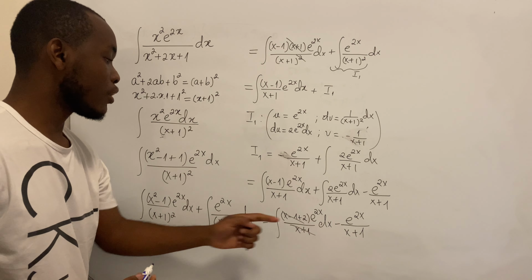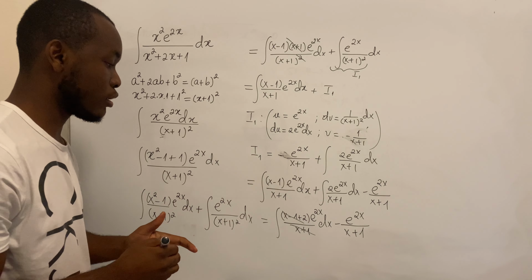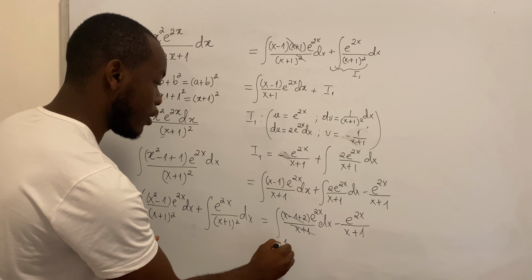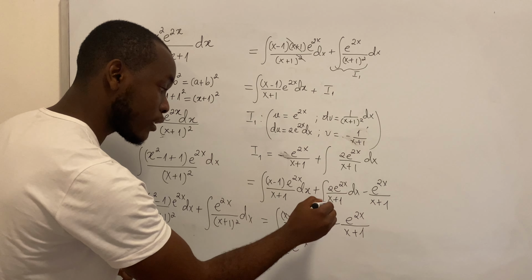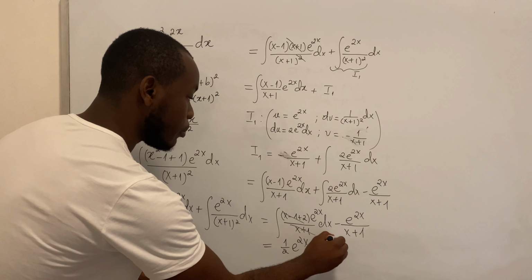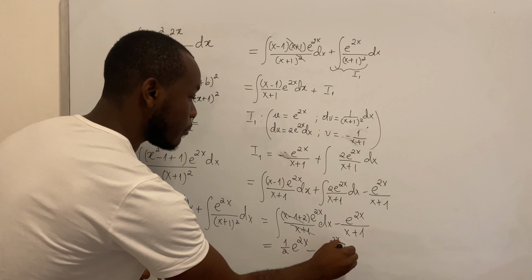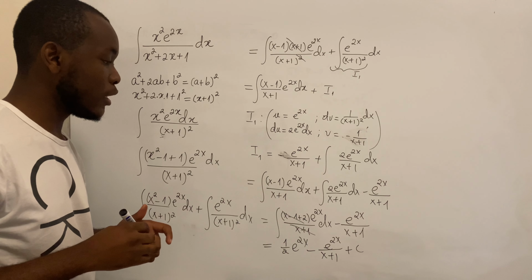And what is the integral of e to the power 2x? Obviously, that's going to be 1 over 2 e to the power 2x minus e to the power 2x over x plus 1 plus c. So this is going to be the solution.